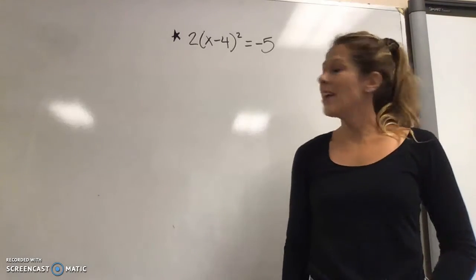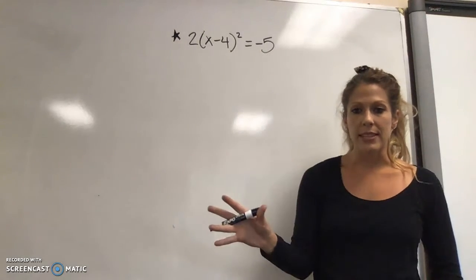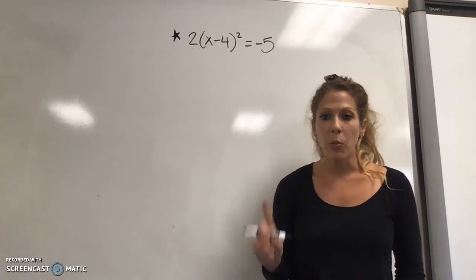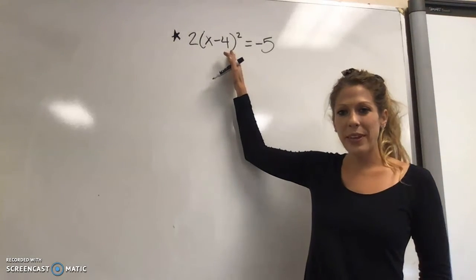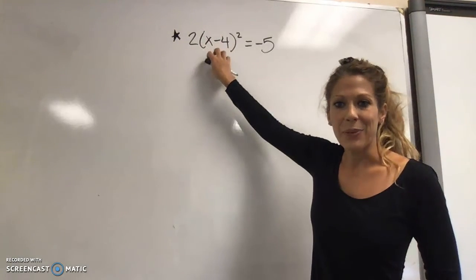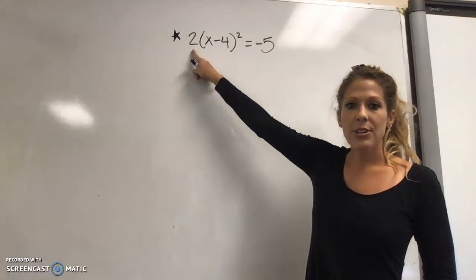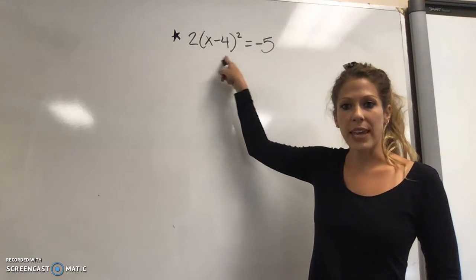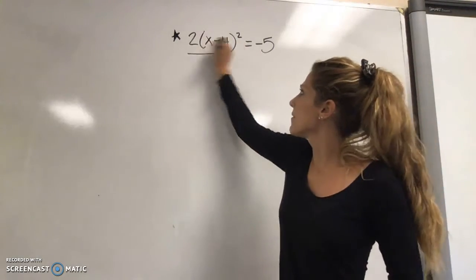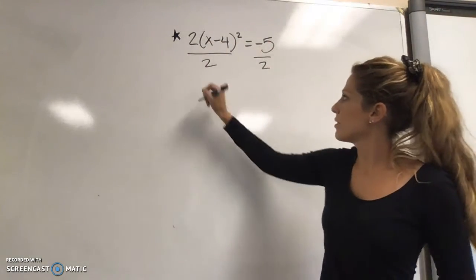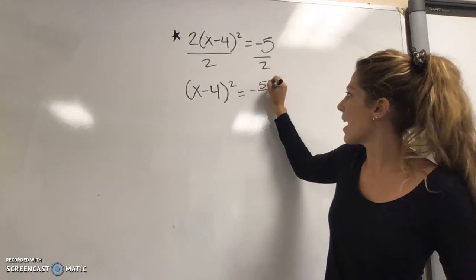2 more examples. This one's a little bit different than the last one in that there's something outside of the parentheses. So when that happens, step 1 needs to be to isolate the parentheses. I can't take the square root yet because I haven't isolated what's being squared. So I need to get rid of this 2 first. And the 2 is connected to this through multiplication. This says 2 times x minus 4 squared. So to get rid of that, I'm going to divide both sides by 2. So I have x minus 4 squared equals negative 5 over 2.